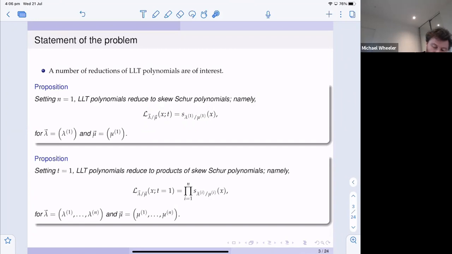And there's another very nice reduction, which is when you set t equal to 1. In that case, there is a factorization that occurs. So the LLT polynomial, when t is equal to 1, actually factorizes completely, and you get just a product of skew-Schur polynomials. And the indexing of the skew-Schur polynomials, they're just the individual terms in your vectors. So, you know, lambda_1 over mu_1, lambda_2 over mu_2, etc., etc. So this is some sort of decoupling effect that happens when t is equal to 1. And in a sense, you could think of this as the classical limit of these polynomials, where t is like a quantum parameter.